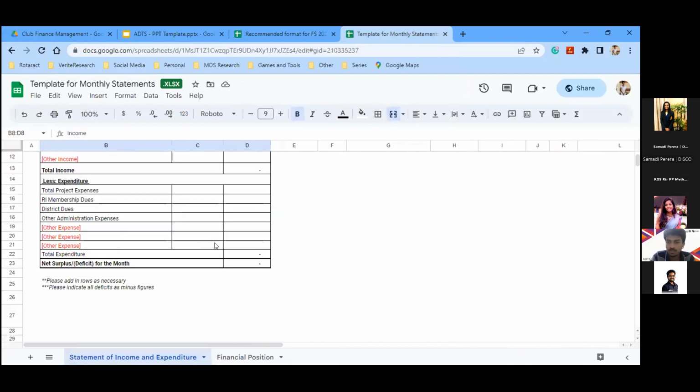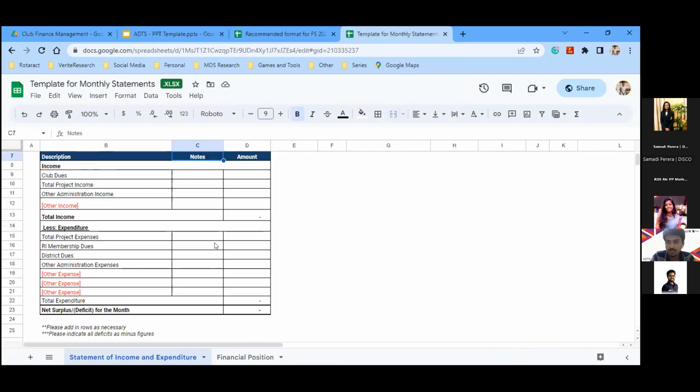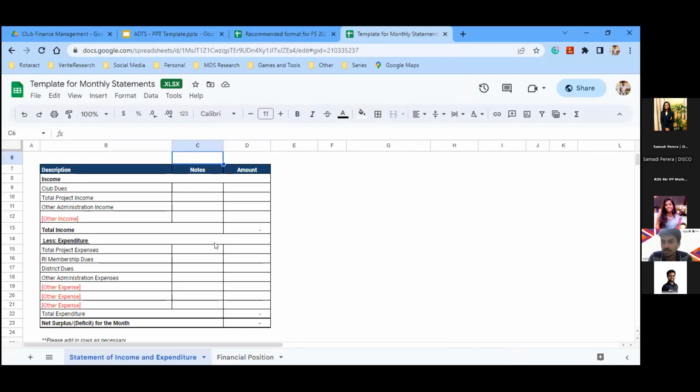Like I said in the previous one, with the income and expenditure statement, you will only put what's relevant to your year only. So same thing, but only for the particular month. Club dues that you have gotten for that month only. Whatever projects happened in that particular month, put the income from those projects only.